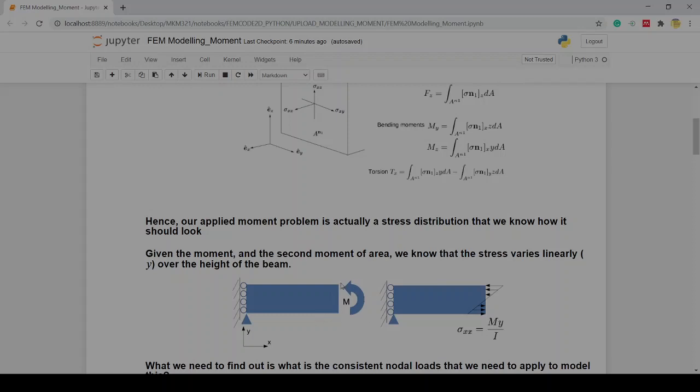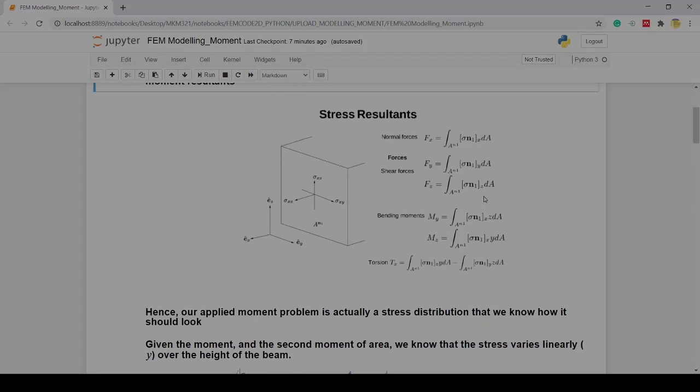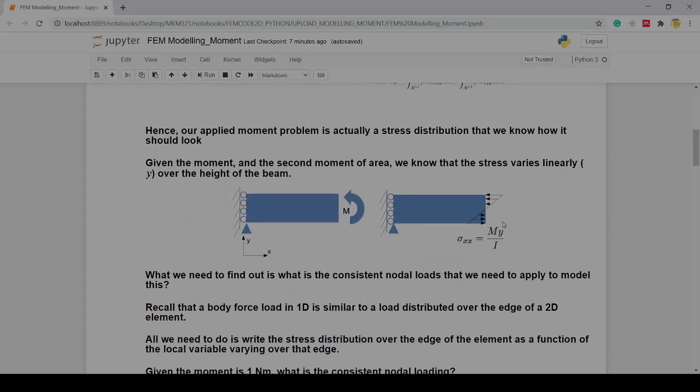So how do I model this in FEM? Well, in reality, the answer is on the right hand side. We need to model this with consistent nodal loads, this distribution of loading on an edge. So this is really the important step, that the link between the stress distribution and the bending moments, that is really what we need to be able to model, because in the end what we need to do is model this stress distribution on this face and convert that into consistent nodal loads.